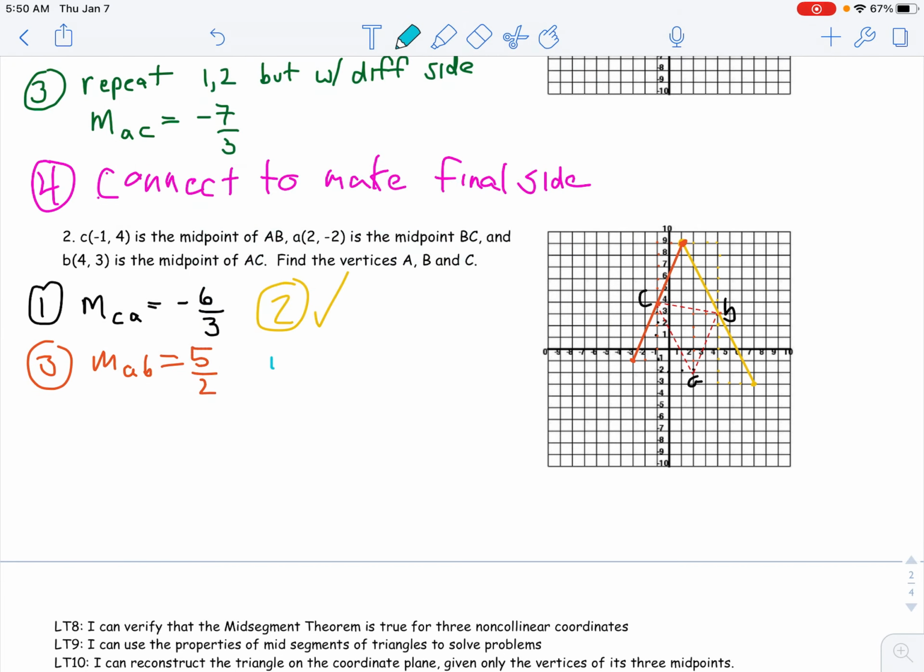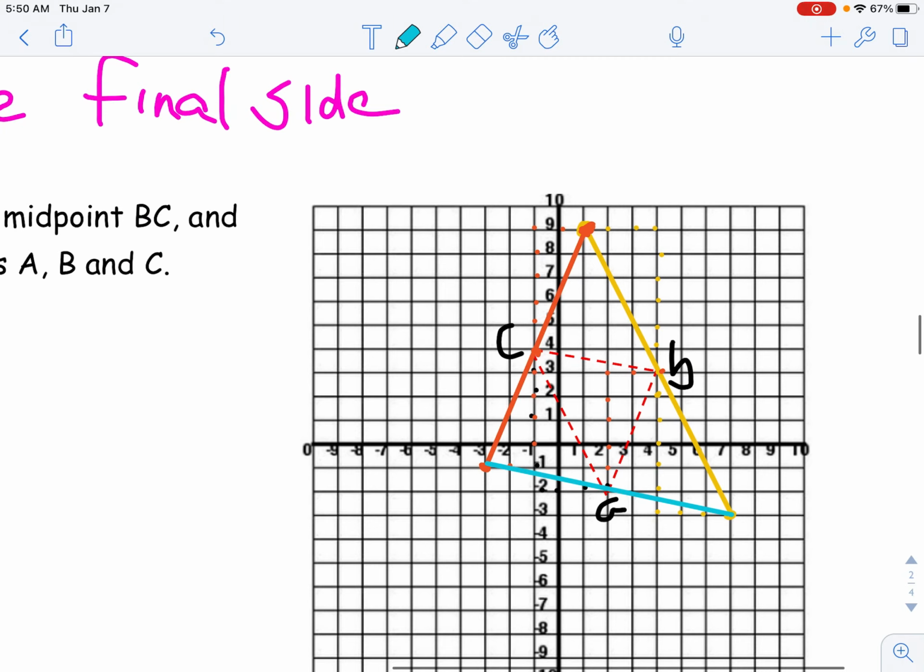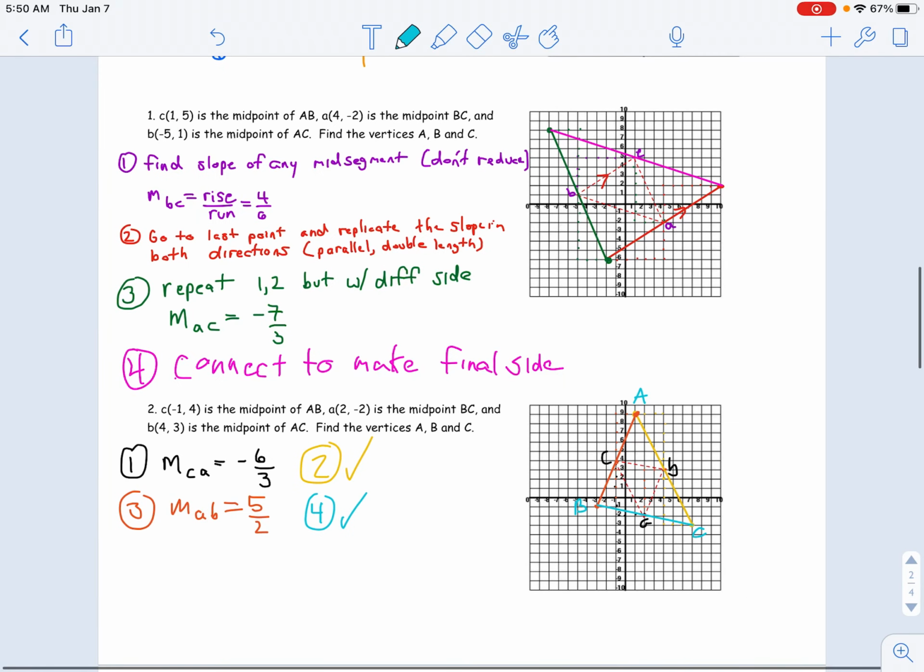And then the fourth and final step, check: just connect the points, and there we go. And remember, I think I forgot to do this in the last one, that'd be A, B, and C, because lowercase letters are opposite the uppercase letters.